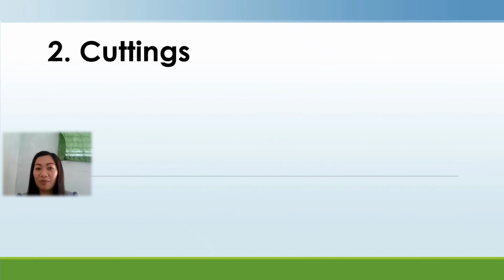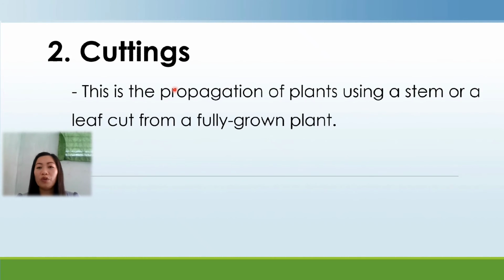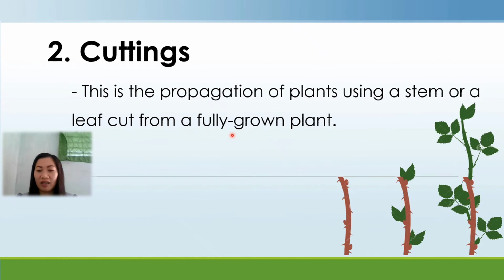We have the second method, cuttings. When we say cuttings, this is the type of propagation of plants using a stem or leaf cut from a fully grown plant. In this kind of propagation, we get one part, either stem or leaf, from one mother plant.